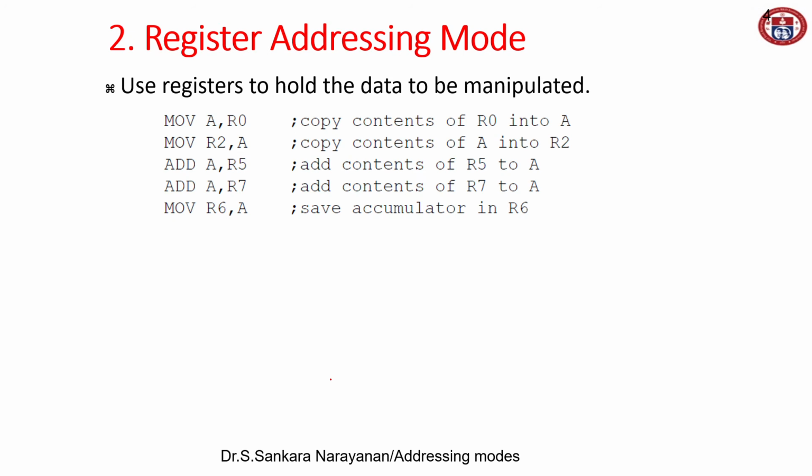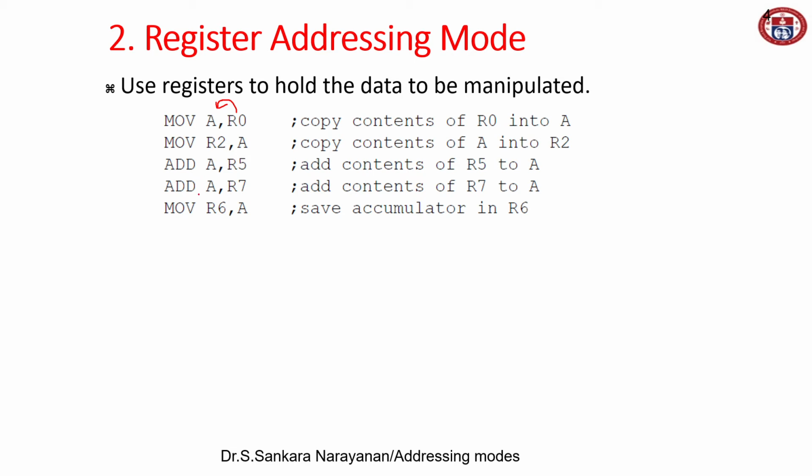These are the examples for the register addressing mode. The first instruction copies the contents of R0 into A. In register addressing mode, both operands, source as well as destination, are registers. The first instruction copies the content of R0 into the accumulator. The second copies the content of the accumulator into R2. The third adds the contents of R5 to A, so the content of the accumulator and the content of R5 are added, and the result is stored in the accumulator.